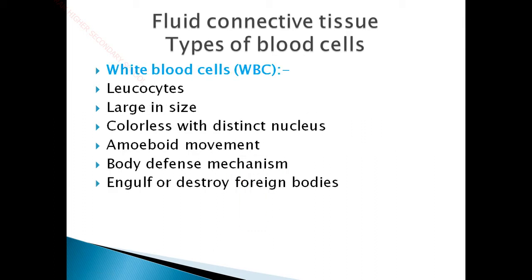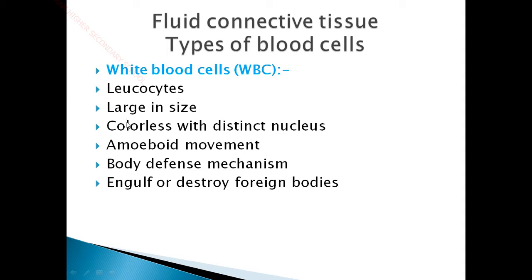Next comes WBC. WBC are nothing but white blood cells. White blood cells do not contain the pigment hemoglobin, so they are colorless, and they are also called leukocytes. These white blood cells are large in size compared to RBC. These WBC cells are large in size, and they are colorless with a distinct nucleus.